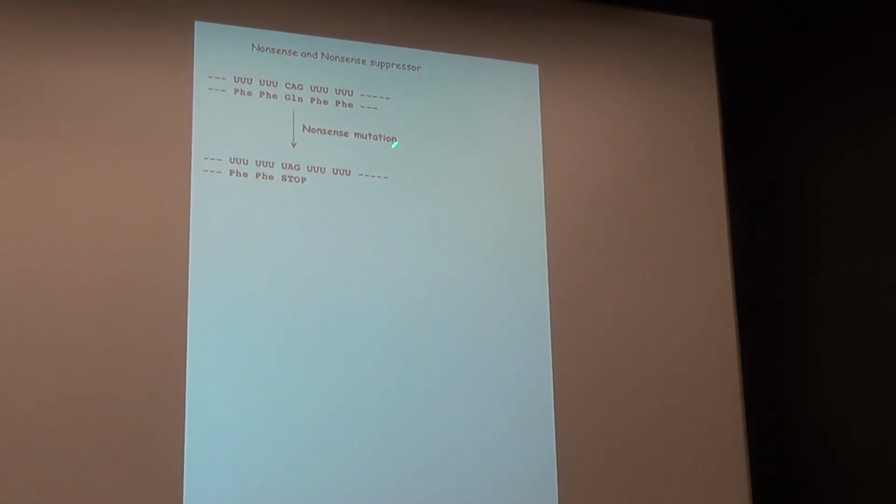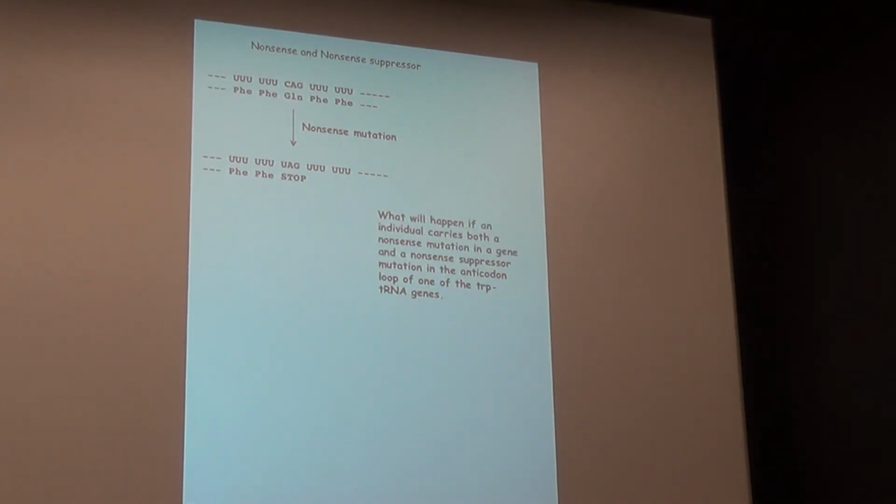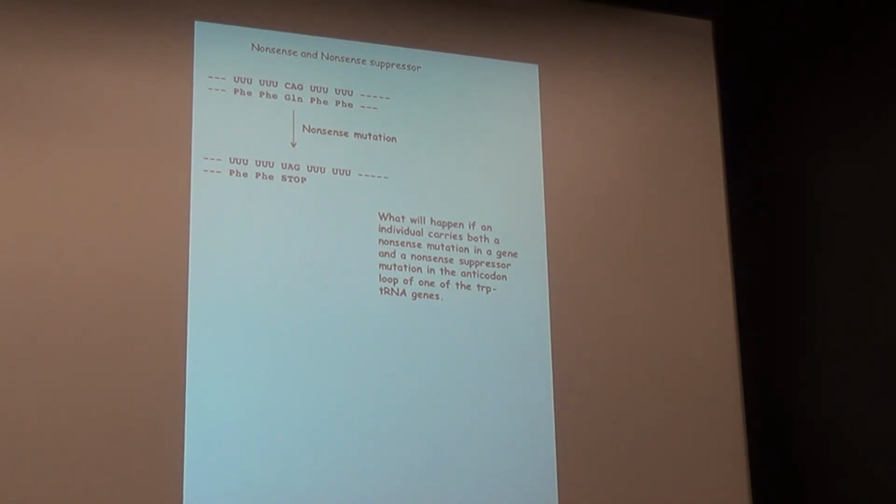You take this mutant and you put in a second mutation in the transfer RNA. What happens if an individual carries both a nonsense mutation in the gene and a nonsense suppressor mutation in the transfer RNA? You basically end up with wild type in a certain amount of the time. So you are able to pair, even though you've generated a stop codon in this protein, because you have a suppressor transfer RNA, you're able to make the protein. It's made in less amount, so you've reduced the levels, but you still make it.